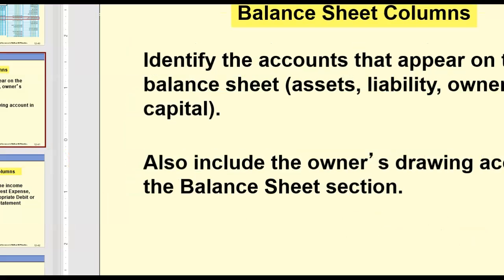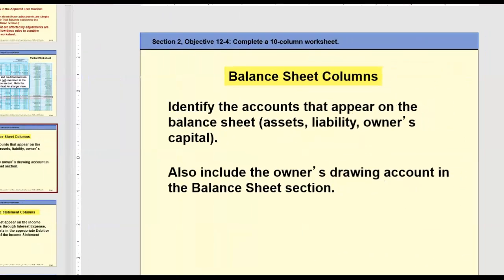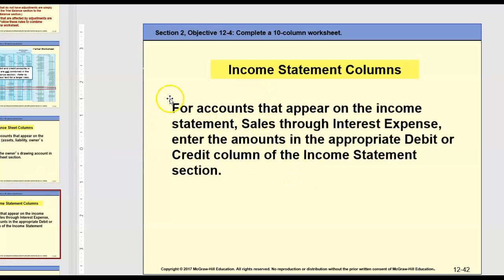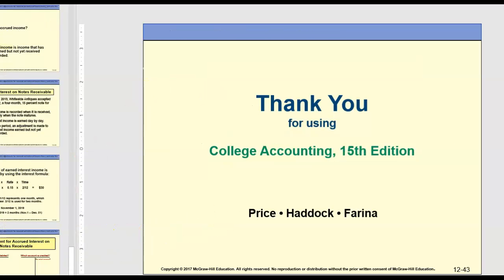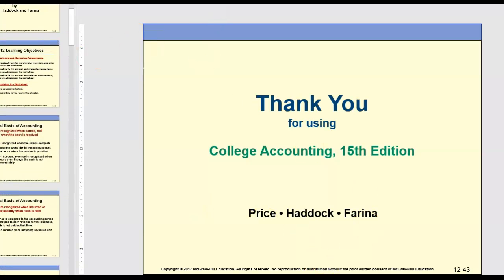Okay, but let's talk about these balance sheet columns. Identify the accounts that appear on the balance sheet: assets, liability, and owner equity. We already know that. Also include the owner's drawing account on the balance sheet section, and that's new. On the income statement, you have the revenue and expense. And that's kind of all they want you to know for this chapter. It's stuff that you've covered, just those couple new accounts that you haven't dealt with before. So let's go ahead and do the homework. I'm going to pause the recording and pull up the homework.